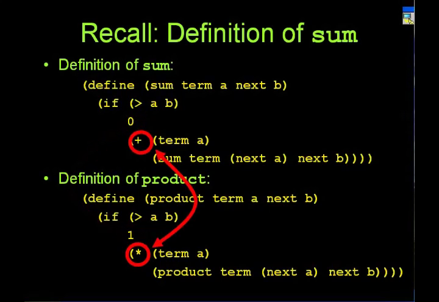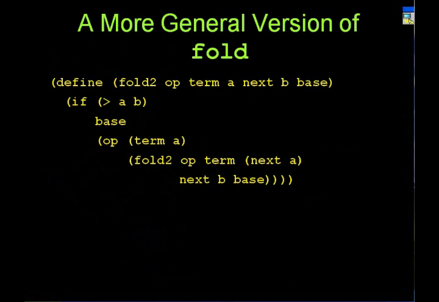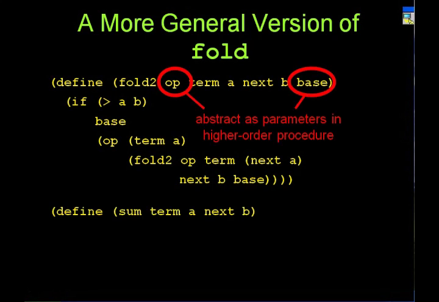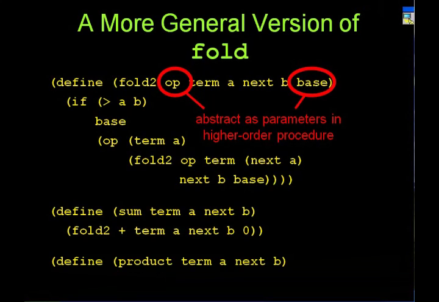The operator is obviously different. What else is different? These are only two things, pretty much. So one thing I can do now is add in the operator, and add in the base case. And now I can create a new higher order procedure called fold2. And I can define sum as fold2 plus term a, next b, 0. And then your product will be fold2 star and so forth, right? Correct?